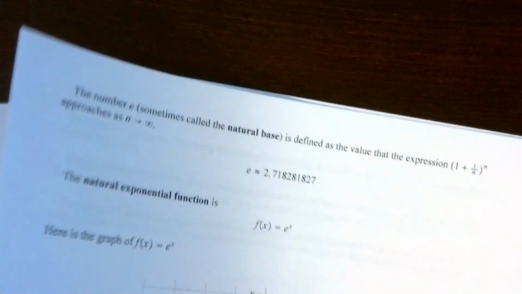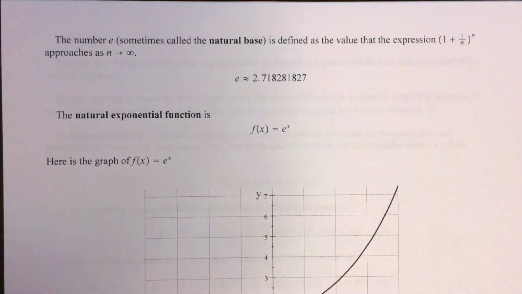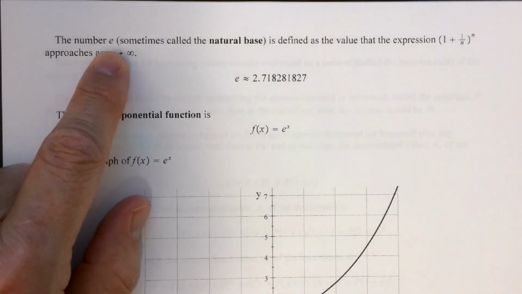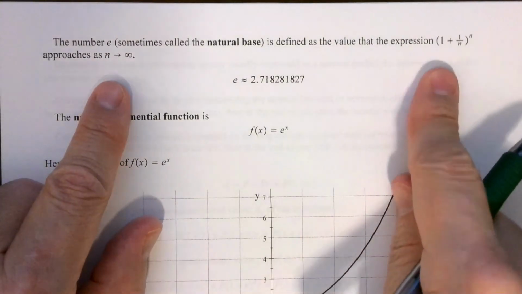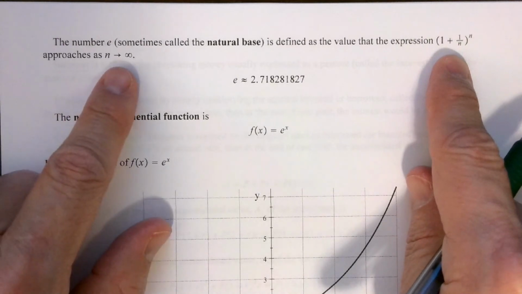Now, there is a special number I would like to introduce you to, and it's called the number e, sometimes called the natural base. Now, some of you have maybe heard of this natural base, but it's sort of like the number pi. It's irrational. It can't be written as a fraction. And one way to define it is looking at this expression here as n goes to infinity.